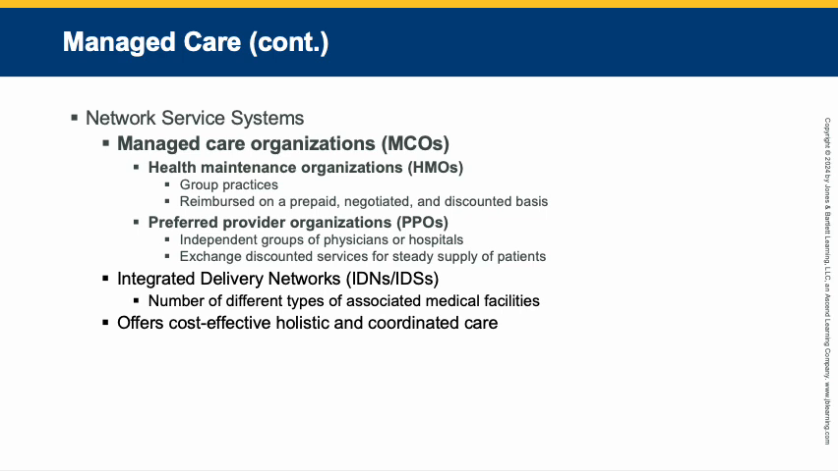Managed care organizations, health maintenance organizations, and preferred provider organizations. These are network service systems, all of these, okay? So HMOs, which are health maintenance organizations, are health plans that have a network of doctors, hospitals, and other healthcare providers. These are referred to as in-network providers.